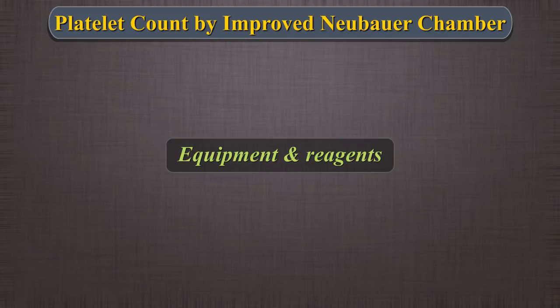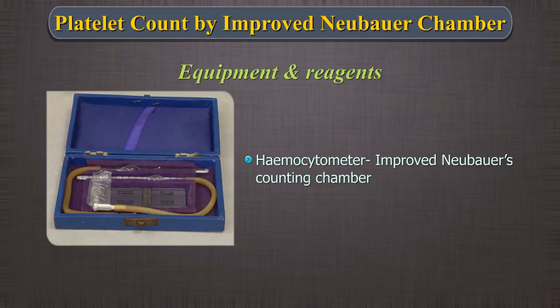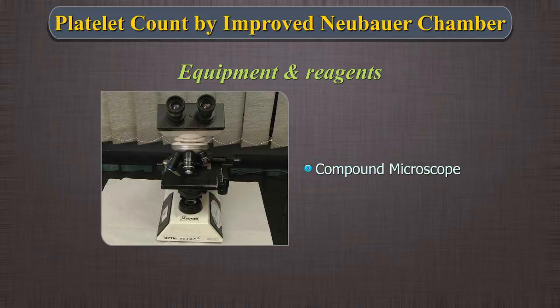Equipment and reagents. First, hemocytometer, improved Neubauer's counting chamber. 2. Compound microscope. Ideally, platelet counts should be done using phase contrast microscopy. However, we are discussing ordinary bright field microscopy here.